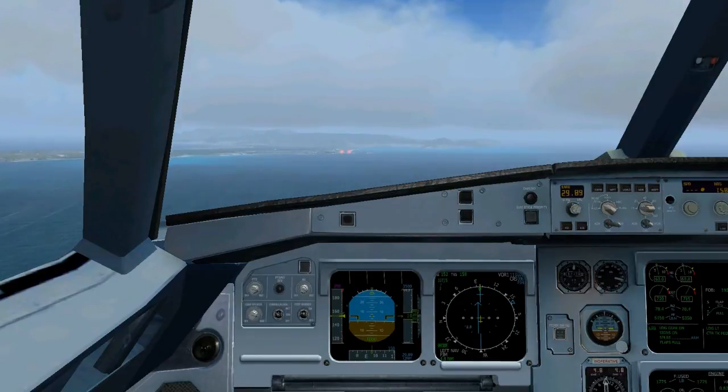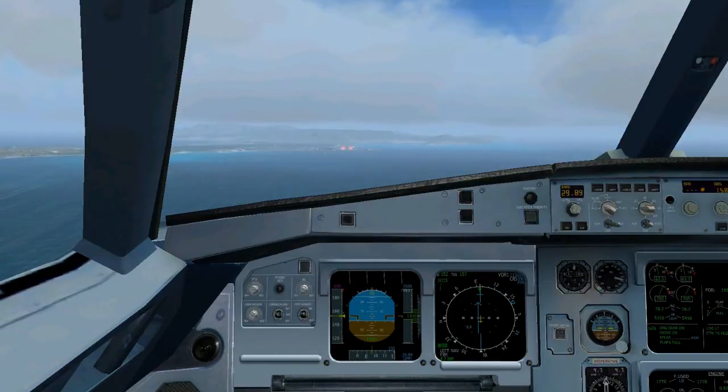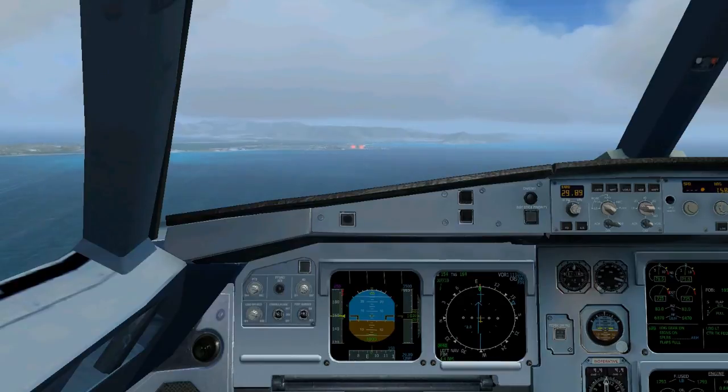Okay, we are at 1,040 feet. At this point, we're going to maintain 1,040 feet until we intercept our glide slope using the Princess Juliana runway PAPI lights. Once we intercept a glide slope, we're going to start a descent down onto the runway.